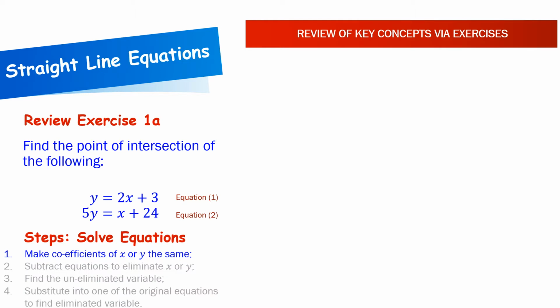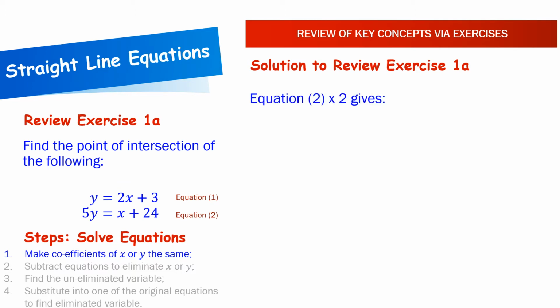So let's carry out the first step. Either we make the coefficients of x the same or the coefficients of y the same. We are going to make the coefficients of x the same. So let's multiply equation 2 by 2 to give 10y equals 2x plus 48, as shown.